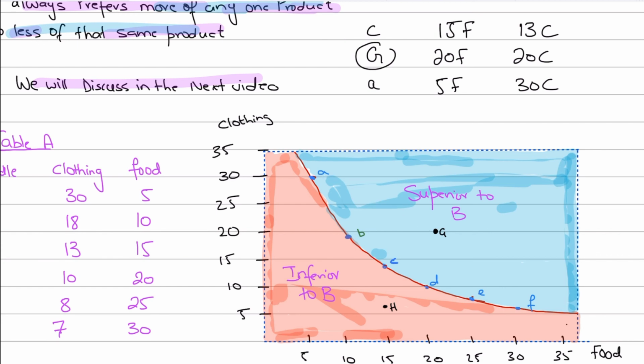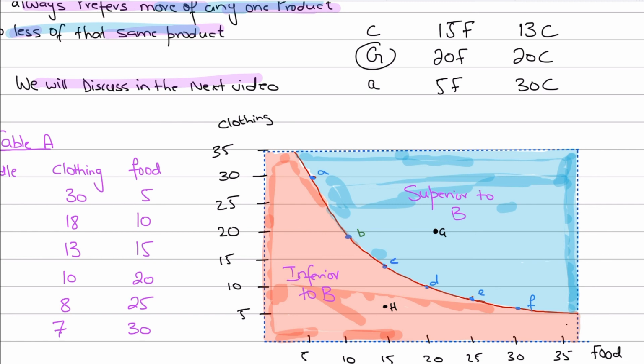But the level of utility that Adil gets by consuming C is exactly the same as that of A. So if G is superior to C, then G must also be superior to A. Although G does not seem superior to A, because you have more food but less clothing at G, it is superior, because the satisfaction Adil gets at C is exactly the same as at A, since those points lie on the indifference curve. So Adil is indifferent between A and C.